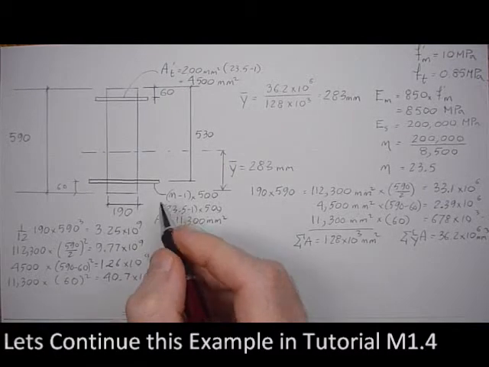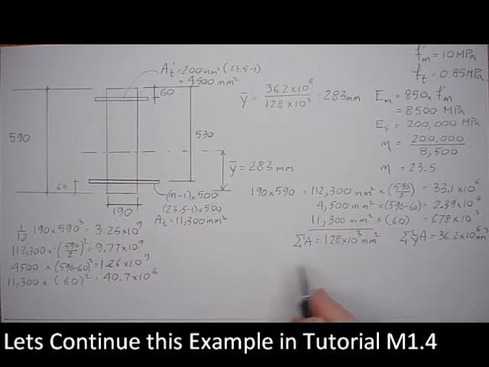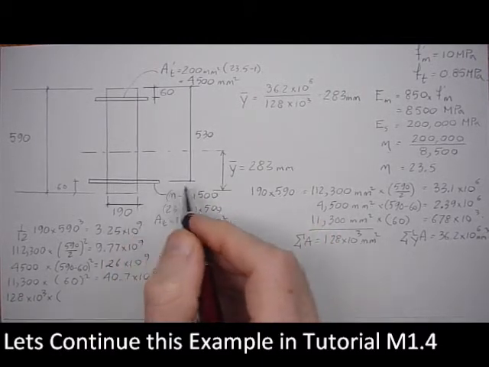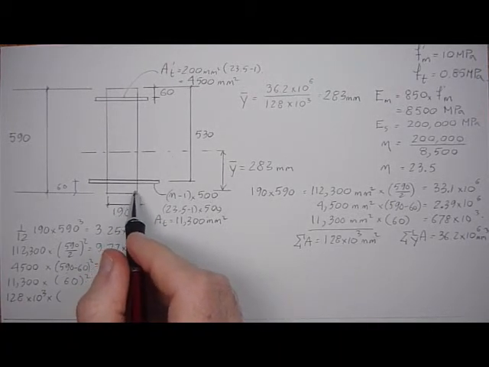And then we'll use parallel axis theorem and take the whole area, 128 times 10 to the third, times the distance from the inertia, we calculate the inertia about this bit.